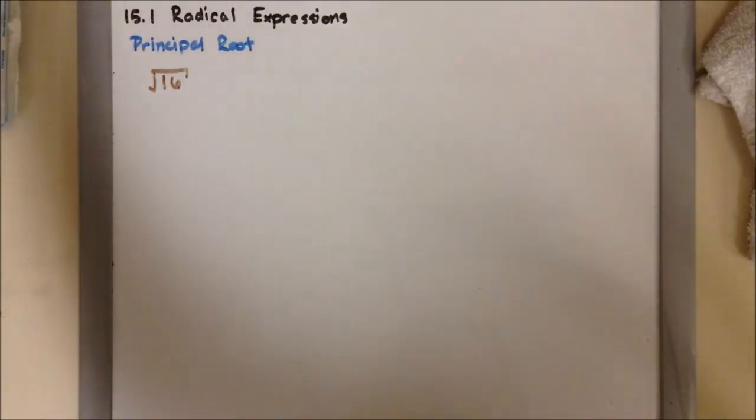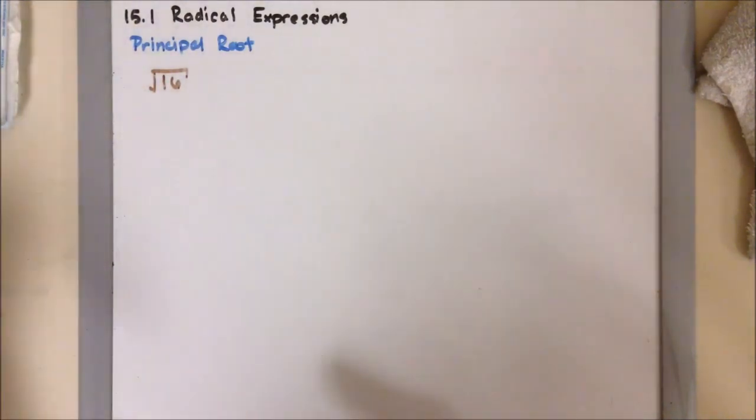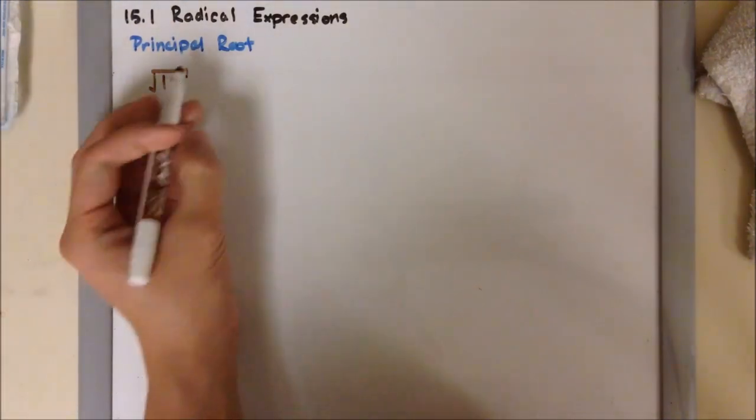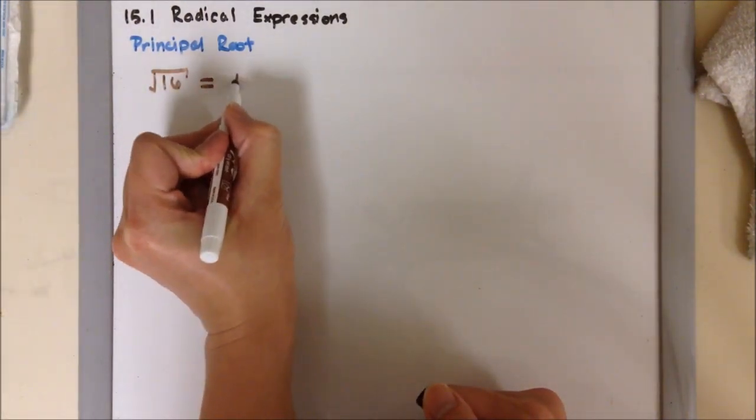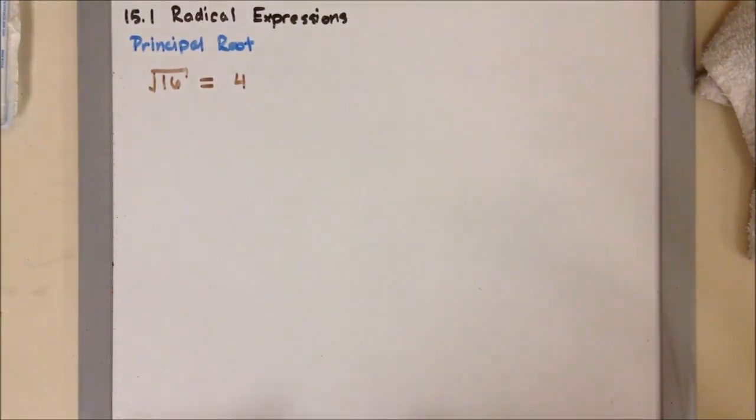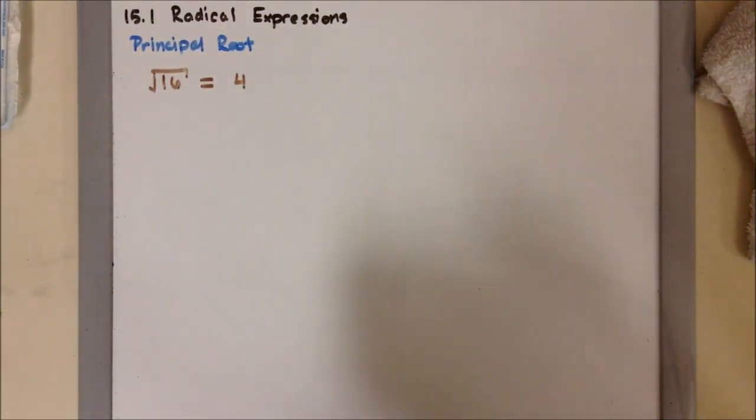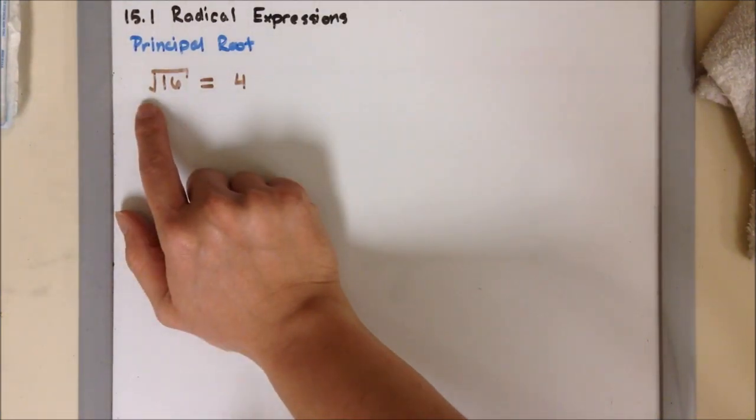So most of the time, people would say 4, which is acceptable. Now you might have something that says positive, negative 4. So depending on the question, if I ask you for the principal root, then here you can safely say that you're finding the positive root. So square root of 16 is 4.